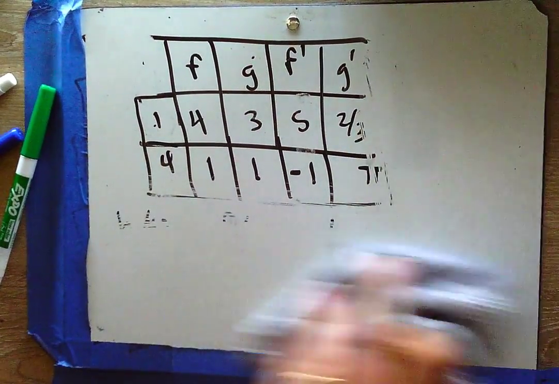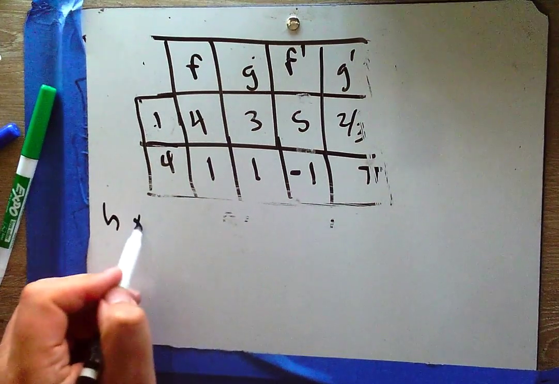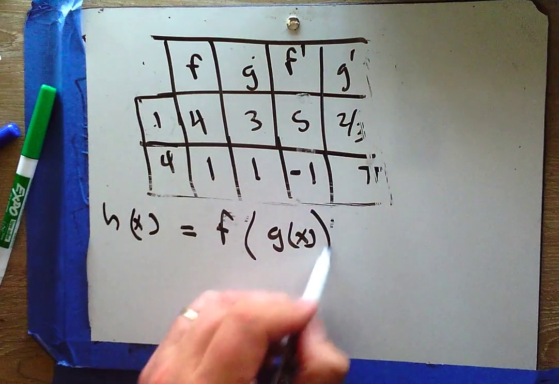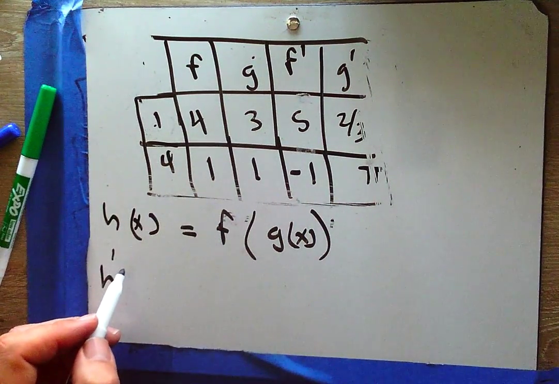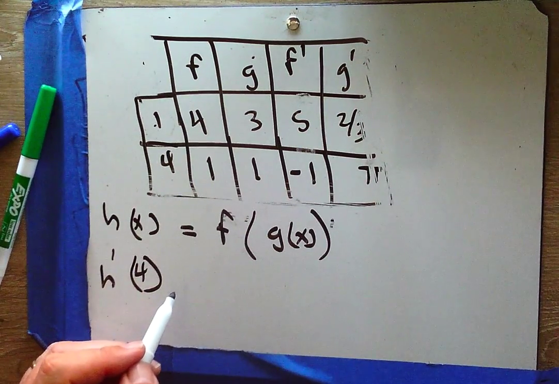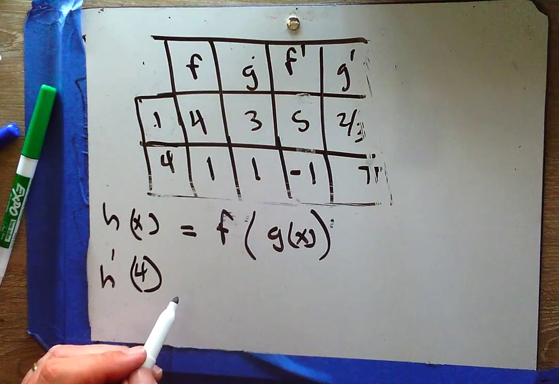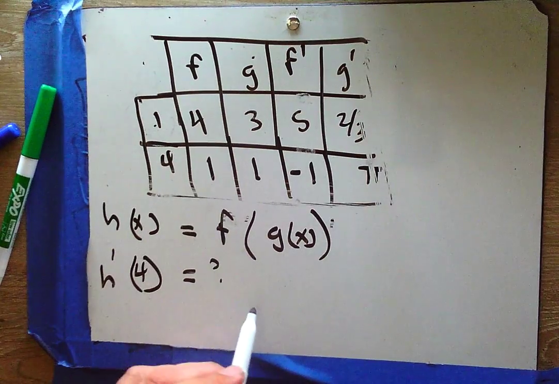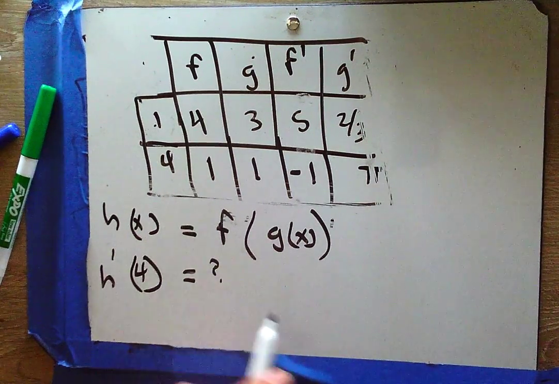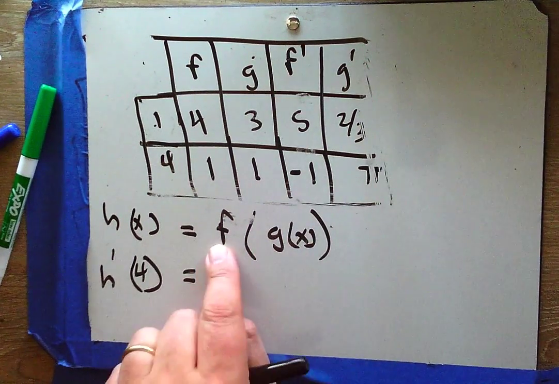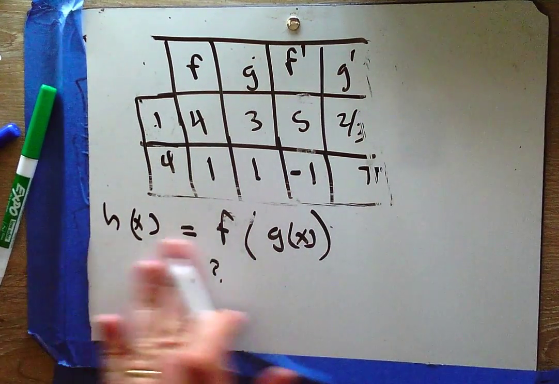All right, how about this one? Let's say h of x is defined in this manner, f of g of x. I'd like to know h prime of 4. So, what's that going to be? If you haven't tried it, give it a try. What you should be noticing here is this is a function inside of a function. So this is a chain rule event.